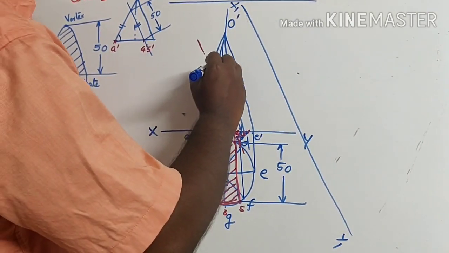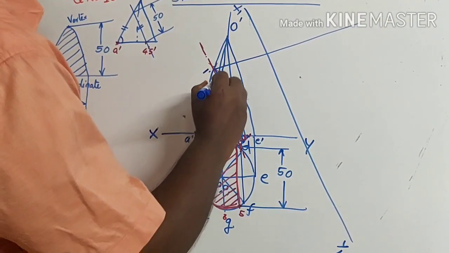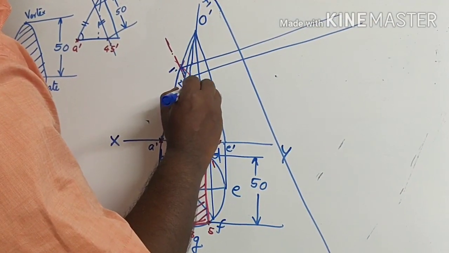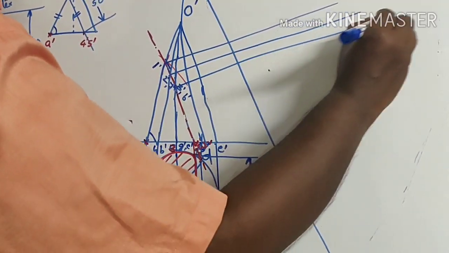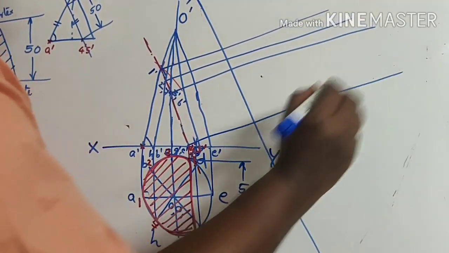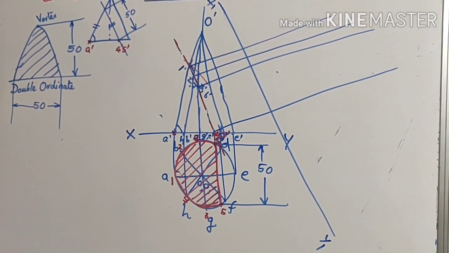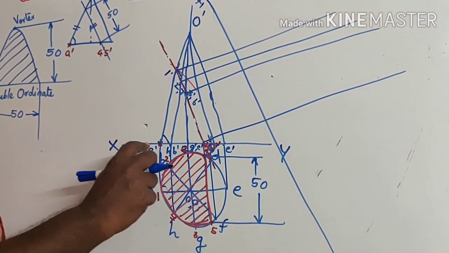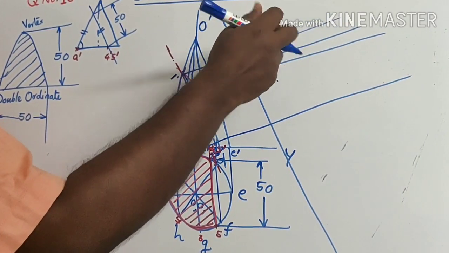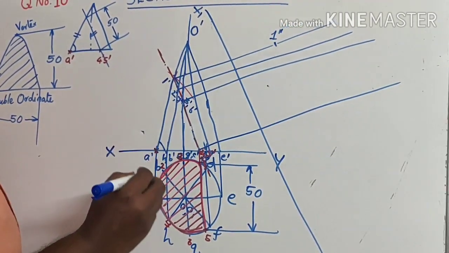So now you have to draw perpendicular lines from 1 dash, 2 dash, 3 dash, 4 dash, 5 dash. From all the points you have drawn that. Now what you have to do? You have to take the distance from xy to 1. You can measure this distance and mark it here. So this corresponds to 1 double dash.